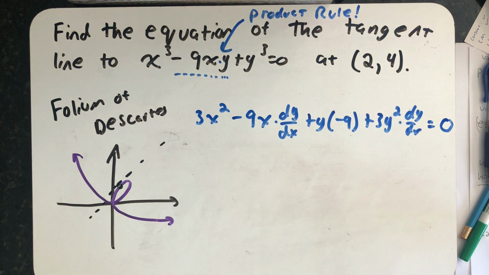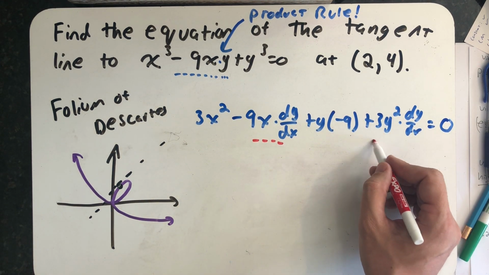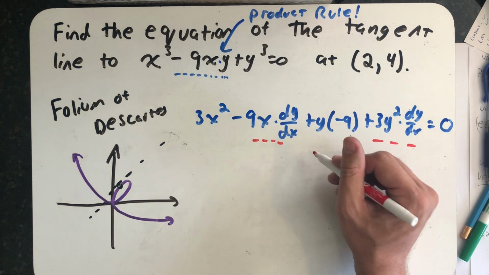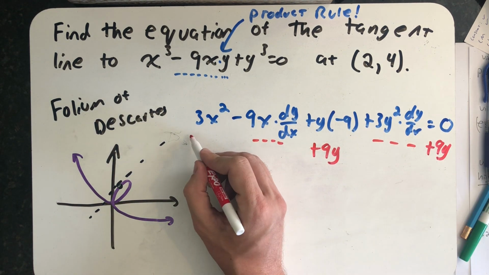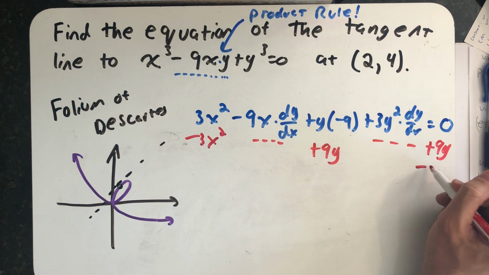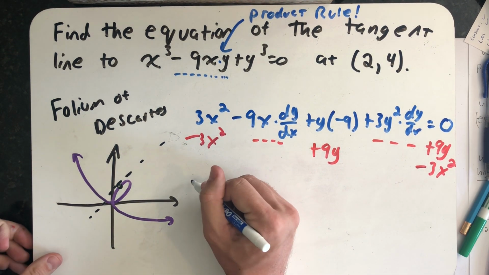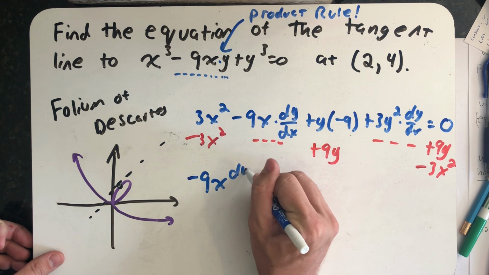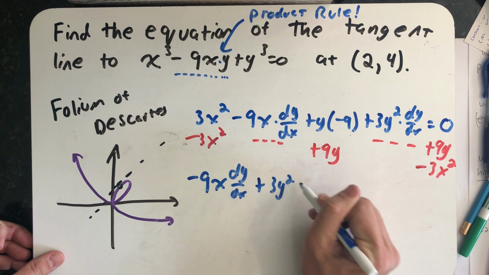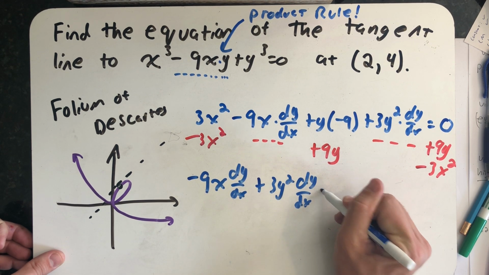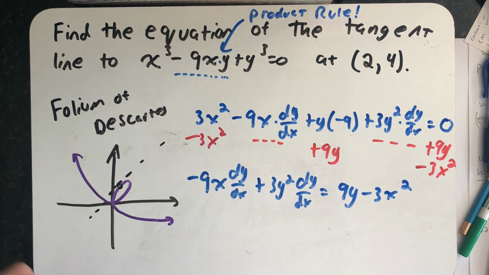What I need to do now is get all of the terms with a dy/dx on the same side of the equation. And I need to take all the other terms to the other side. So let's see, I need to add 9y, and I need to take away 3x squared. That's going to leave me with minus 9x dy/dx plus 3y squared dy/dx equals 9y minus 3x squared.